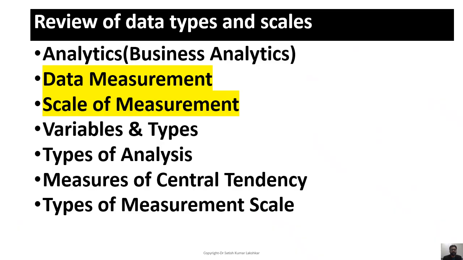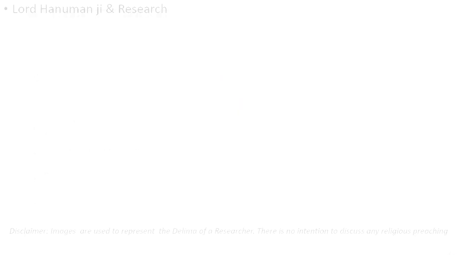As I mentioned in the previous slide also, we'll be covering different topics. These are the details of those topics. First was about analytics or business analytics. Now we'll cover data measurement and scale of measurement, and this would be followed by variables and types of analysis, measurement of central tendency, and types of measurement scale. We'll be covering all these topics in upcoming lectures and other videos. Okay, so let's talk about data measurement and scale of measurement.